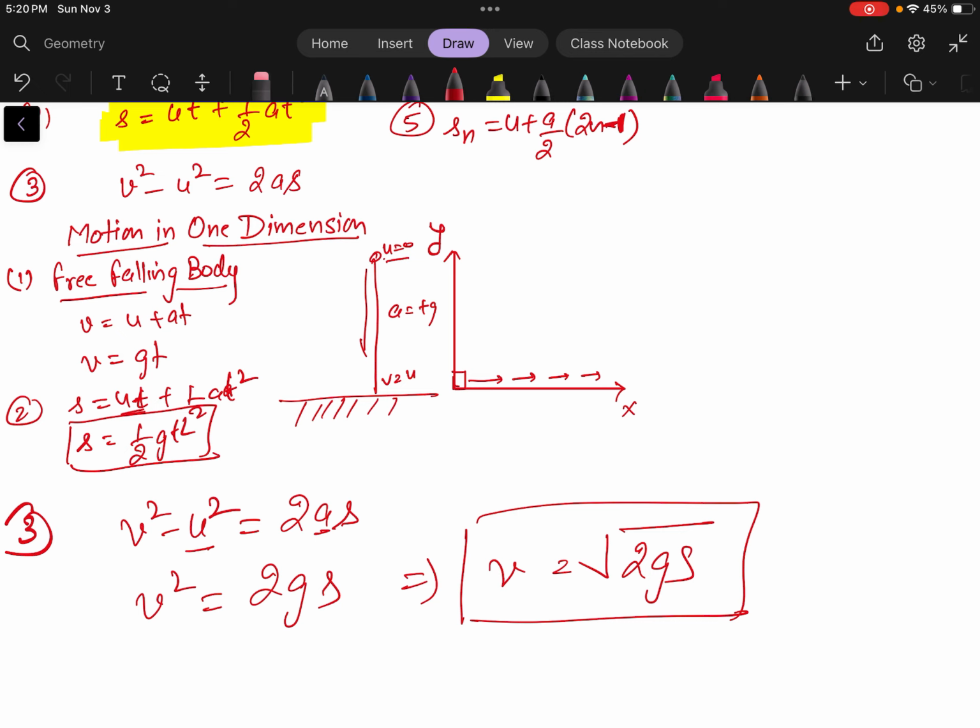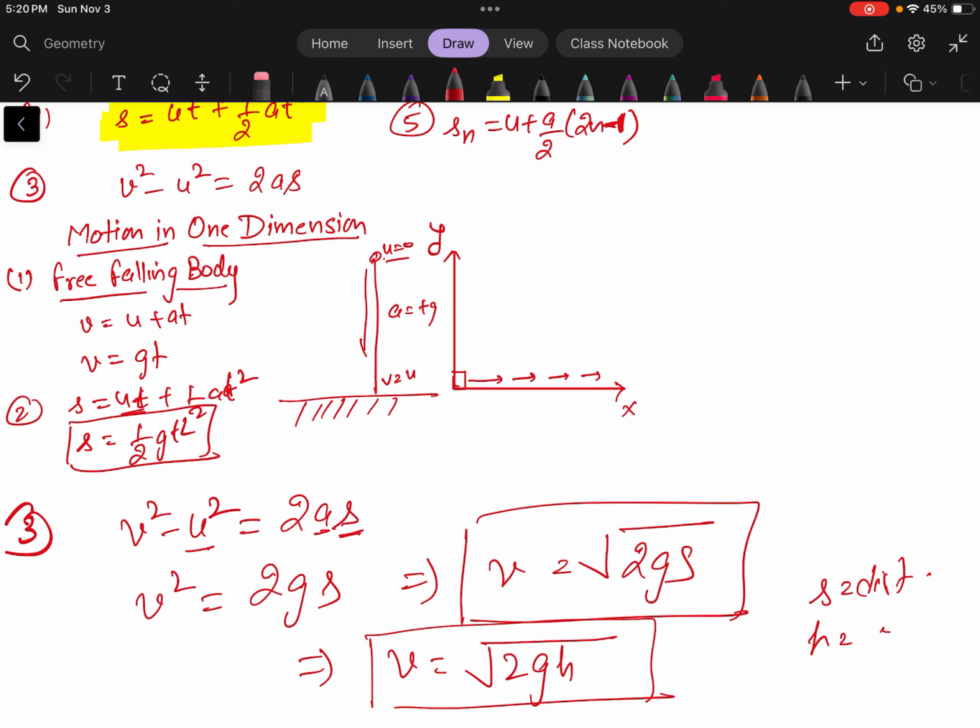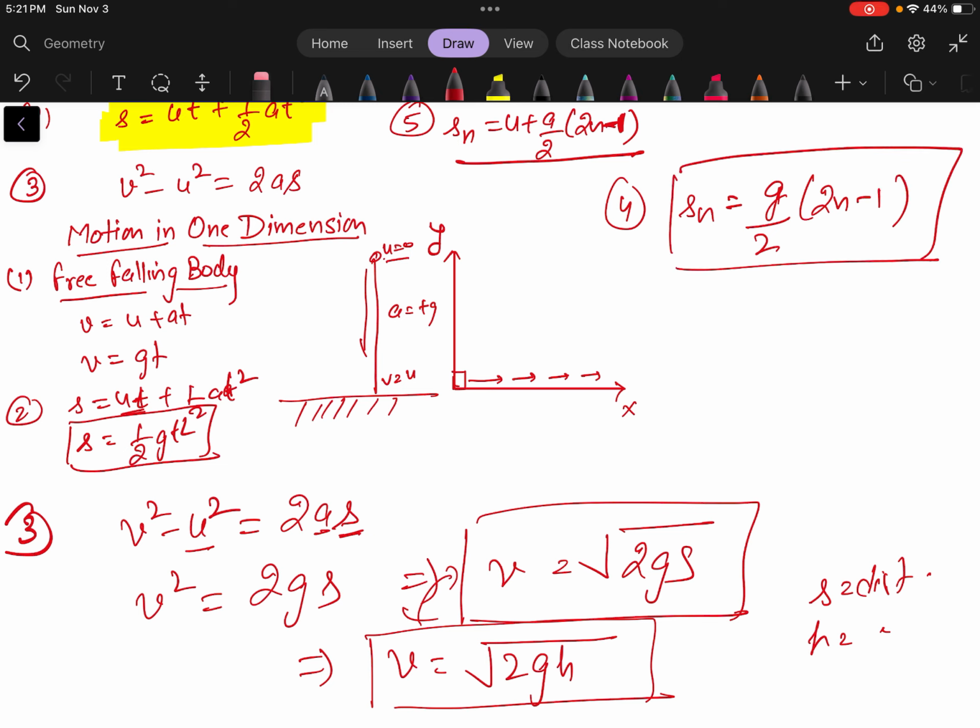So here, some equations can be written like this: v is equal to under the root 2gh, because s is the distance and h is the height. If a body is freely falling, normally we will take h. Both formulas are correct, but if a body is falling from the top, we will normally consider it as h. The last and final formula is Sn is equal to, with u equal to 0, g by 2 into (2n minus 1). This is the final formula that we already discussed.